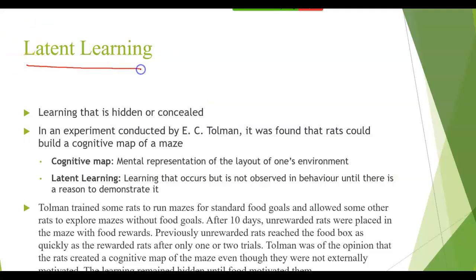So latent learning. This is learning that is hidden or concealed. In an experiment conducted by E.C. Tolman, it was found that rats could build a cognitive map of a maze. A cognitive map is a mental representation of the layout of one's environment.